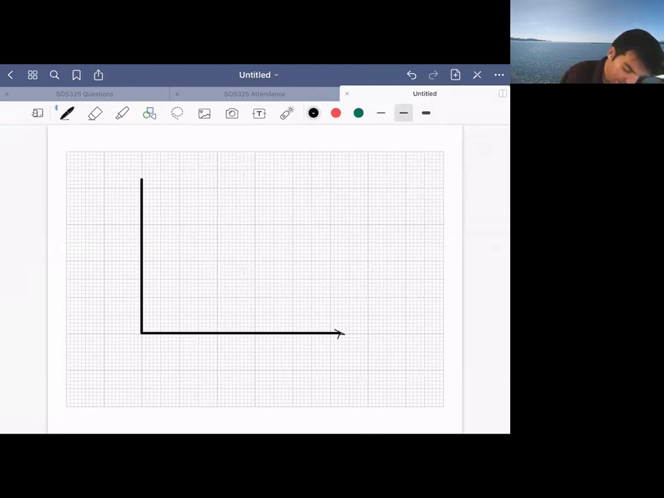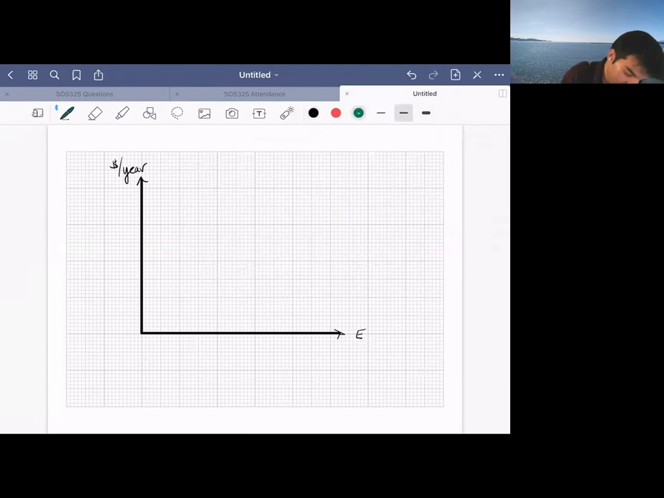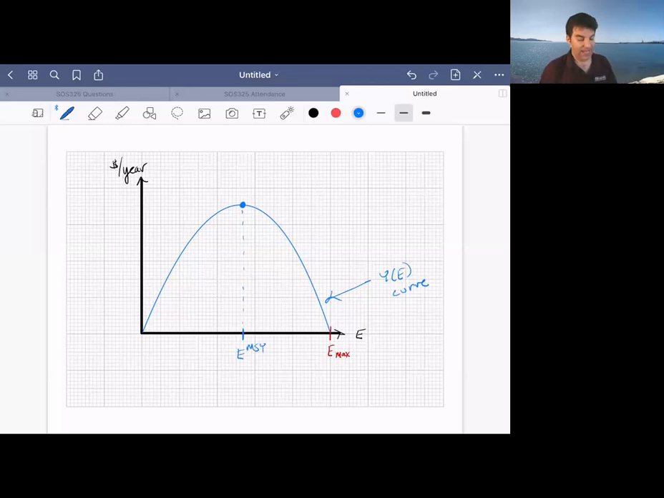So here, this is effort. This here is dollars per year. I will have that maximum effort over here. And so that's right around here. So this is again a yield effort curve. And we know that this point up here corresponds to the maximum sustainable yield effort. And so we know that this region over here is biologically overfished.